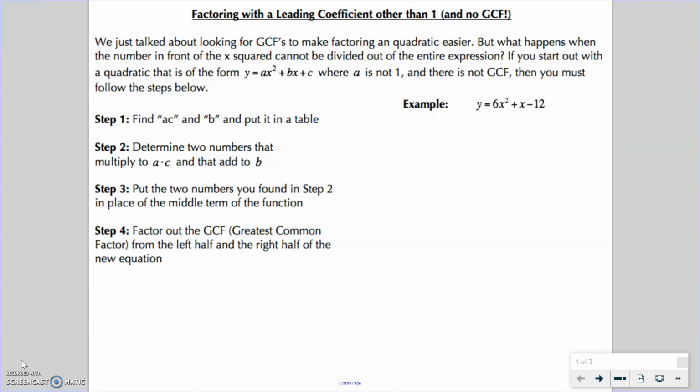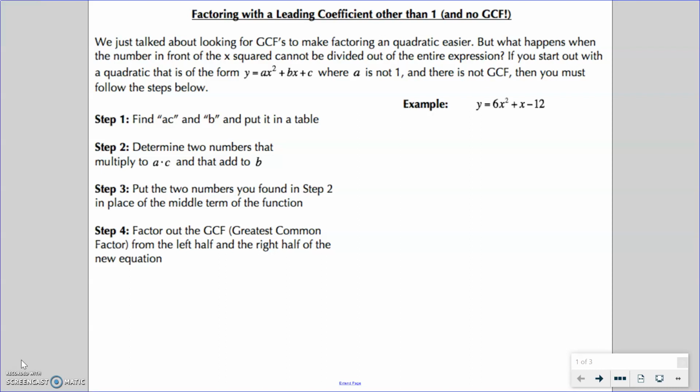All right. So we just talked about looking for GCFs to make factoring a quadratic easier. But what happens if the number in front of the x squared cannot be divided out of the entire expression? So if you start out with a quadratic of ax squared plus bx plus c, and a is not a 1, and there is not a GCF, then you must follow the steps below. So here's what I mean by that. Here's an example off to the side. Notice how there's a 6 in the front? But the problem is I can't take a 6 out of all three of those terms because that middle term will then turn into 1/6 x, which sounds horrible.